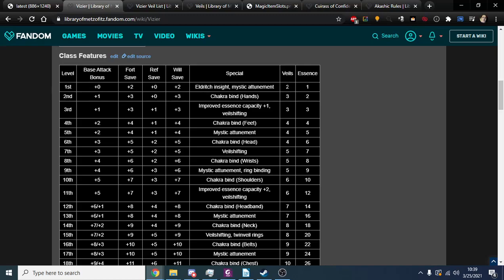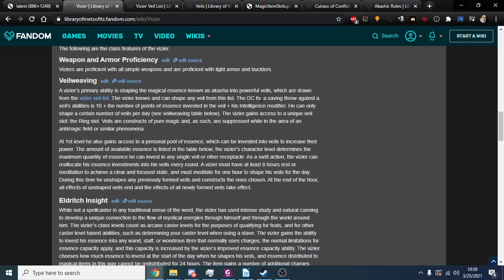But a first level Vizier is going to get 2 veils. Now, when you are utilizing veils, it works very much like a cleric's casting, where you have access to the entire list of veils, but you can only shape a certain number of them per day. The Vizier here is an intelligence-based class, so they use int to use their abilities. They also have access to a unique slot, which I will be getting into shortly.